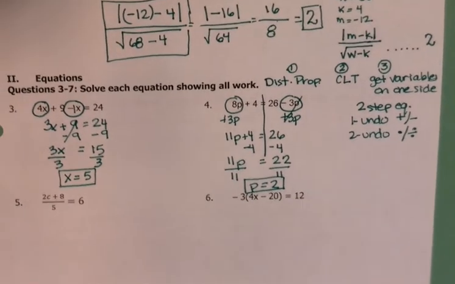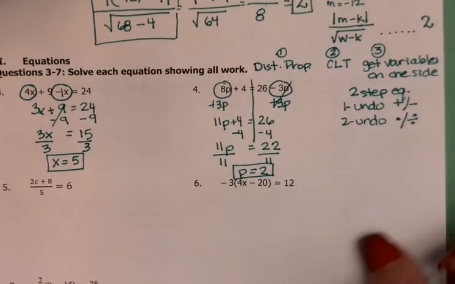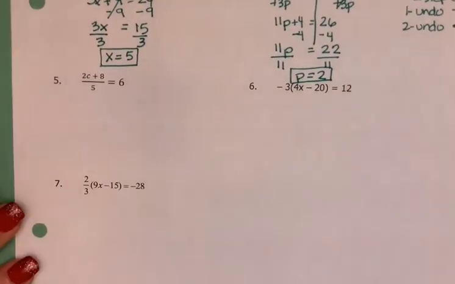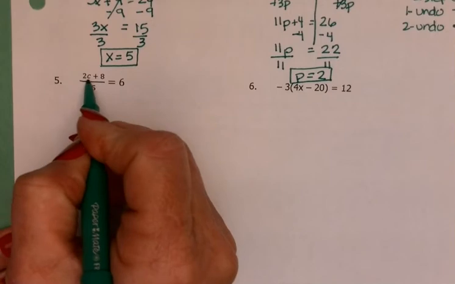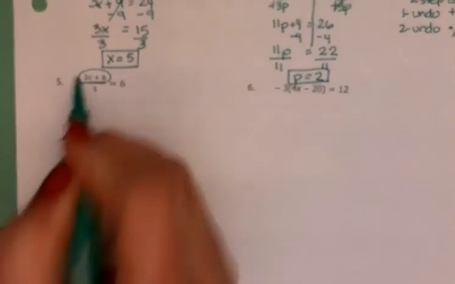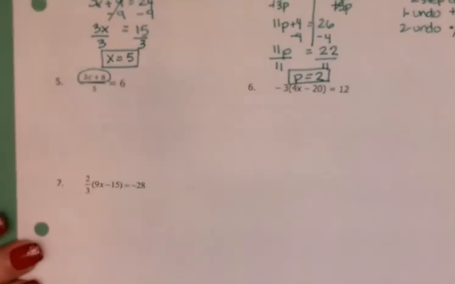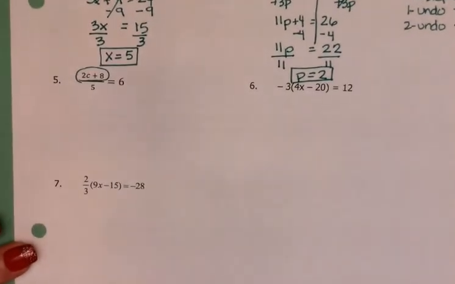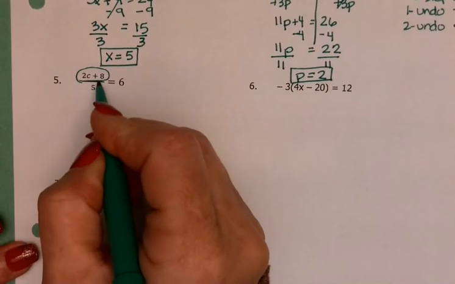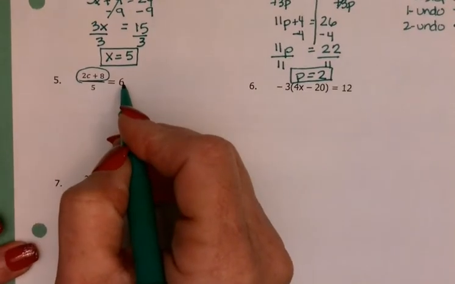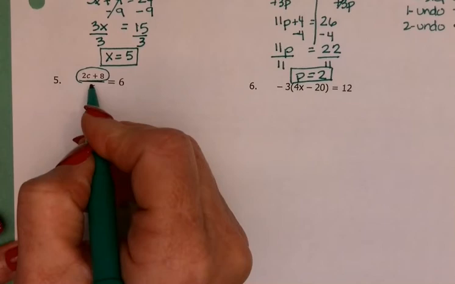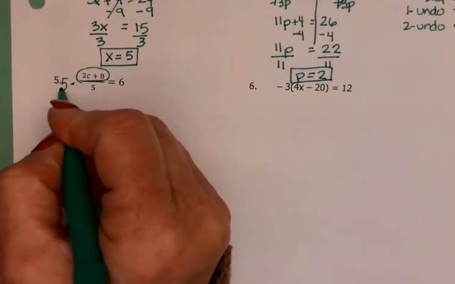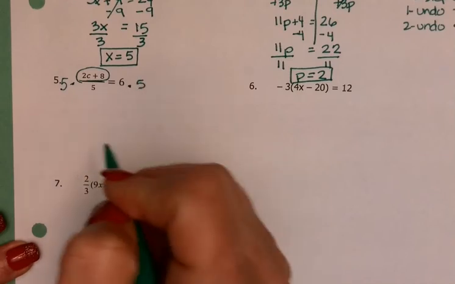Question number 5 is one of the ones we call a big fraction. And when we have a big fraction, this numerator right here is protected. We can't do anything with that plus 8 just yet. So this is some number divided by 5 equals 6. The first thing you have to do is get rid of the dividing by 5. So you're going to multiply by 5 on both sides.